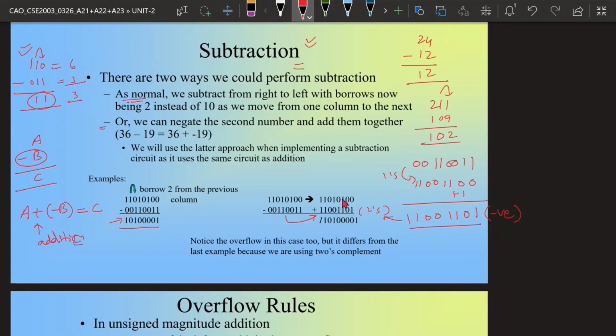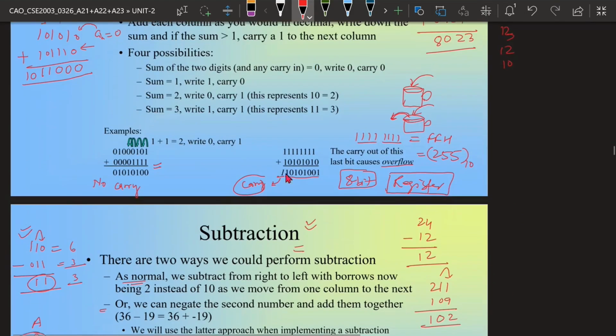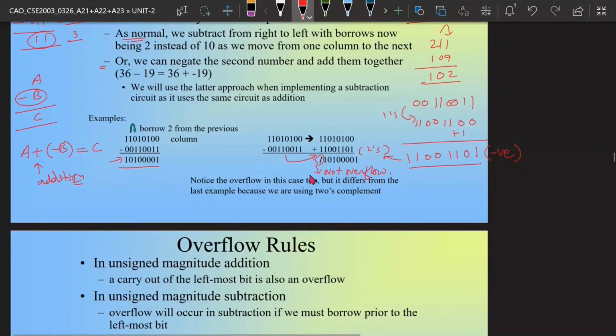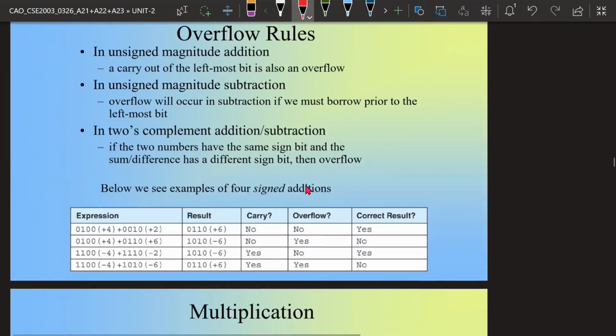Once it is in negative form, we add these two. After adding, we have a carry. In this case, we are not saying that this carry is an overflow. It is not always the case that a carry represents an overflow. In the previous case, we got a carry, and we said it was an overflow. But here, if a carry is there, we will not say it is an overflow. So how should we represent overflow? Just see the overflow rules.